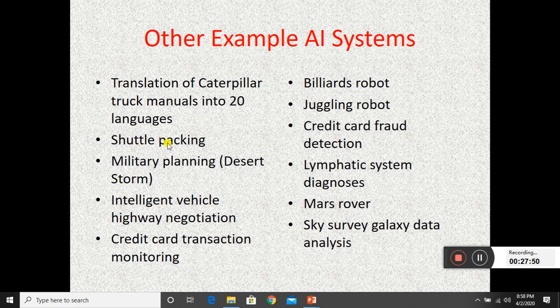Here are shuttle packing system, military planning, intelligent vehicle highway negotiation, credit card transaction monitoring. These are all systems that work automatically. Billiard robot, juggling robot, credit card fraud detection, Mars rover, sky survey, galaxy data analysis. So these are the different types of expert systems that are working in the environment very effectively nowadays.